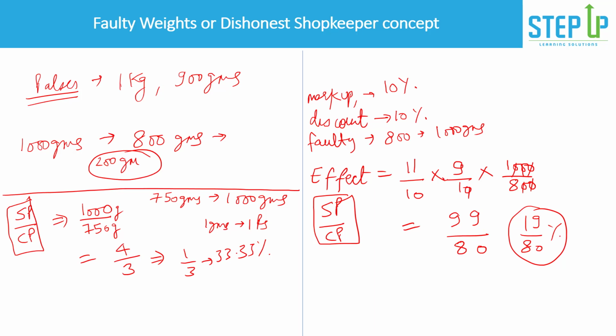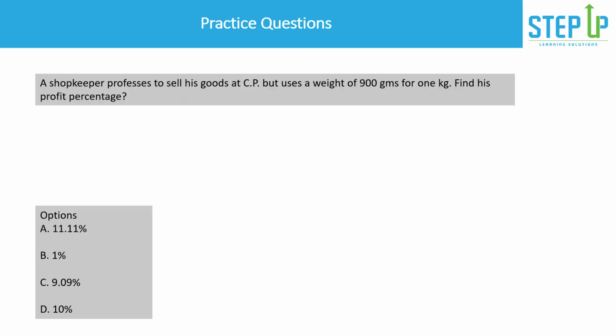Sometimes there could be only two things, let's say faulty balance plus discount or faulty balance plus markup. Now let's attempt a few questions to take this ahead. A shopkeeper professes to sell his goods at cost price but uses a weight of 900 grams for 1 kg. So it says 1 kg but it's actually 900 grams, the weight that he's using. Let's assume 1 gram is for 1 rupee.